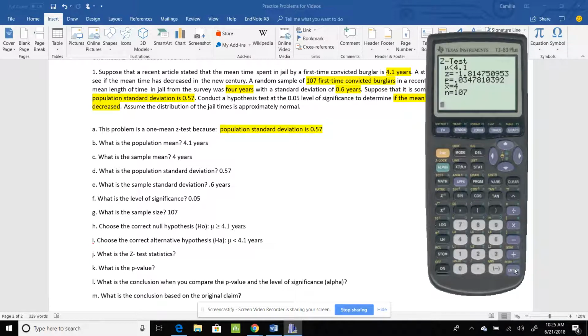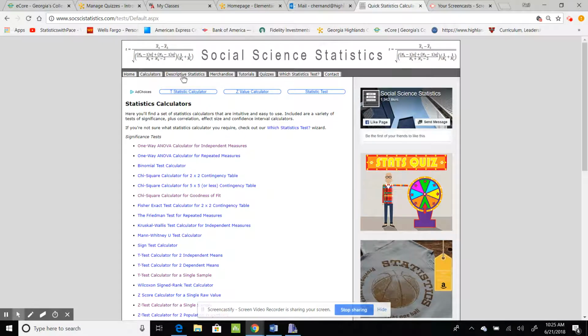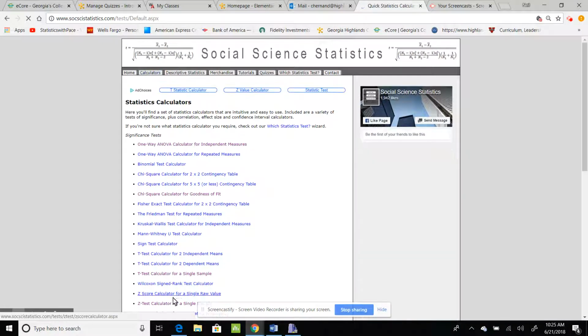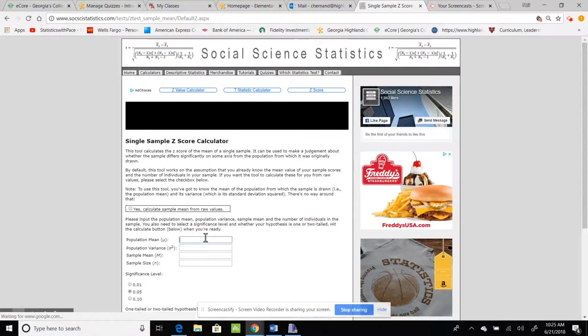Okay, so I need to do this now on the website. So I'm going to pull up the website. Let me go to that. So I go to calculators. If I go down, I see the z-test calculator for a single sample. So I bring it up.